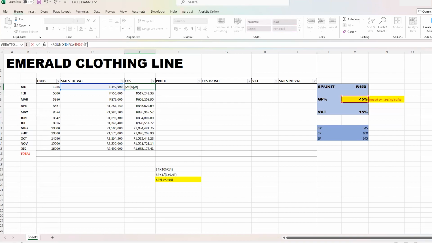If you want 2 decimal places, you put 2. If you want 3, you put 3. This is just the number of decimal places that you want. Okay, so I can round a particular value, or I can round a whole formula. All right, so here I'm rounding another formula that was already there.